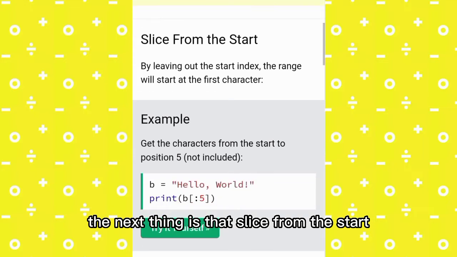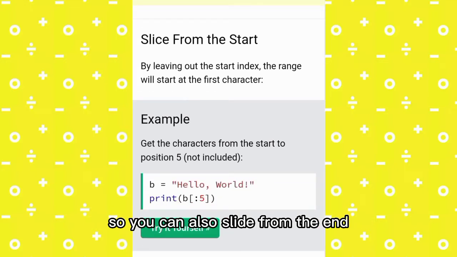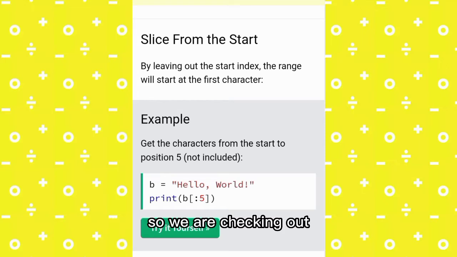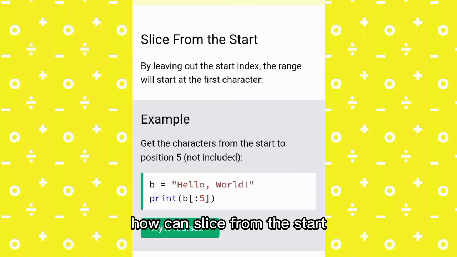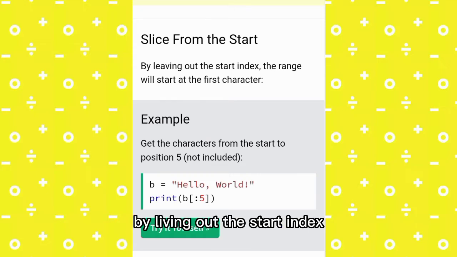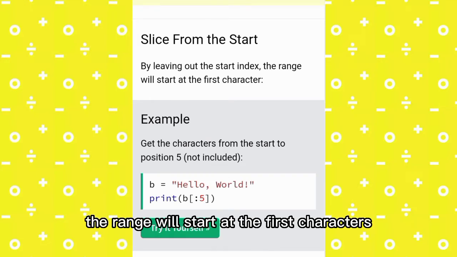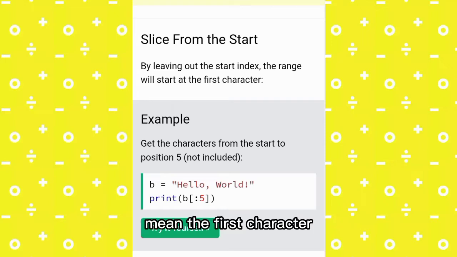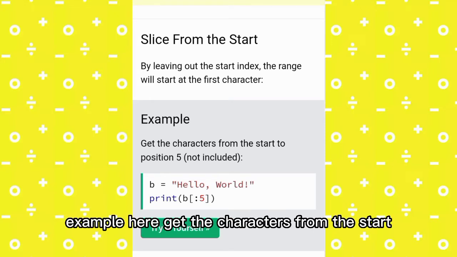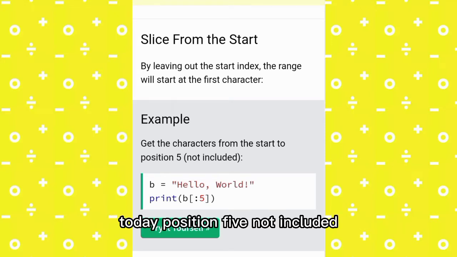The next thing is slice from the start. So we are checking out how we can slice from the start. By leaving out the start index, the range will start at the first character. Example here: get the characters from the start to position 5, not included.